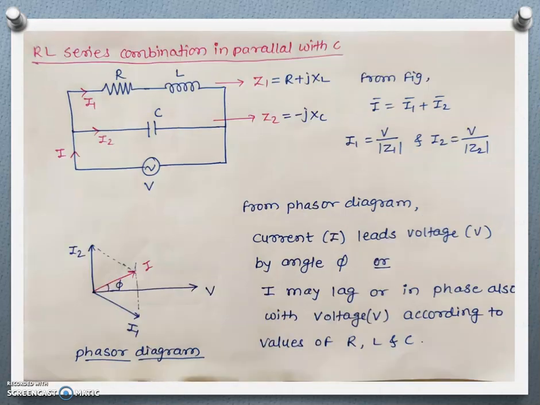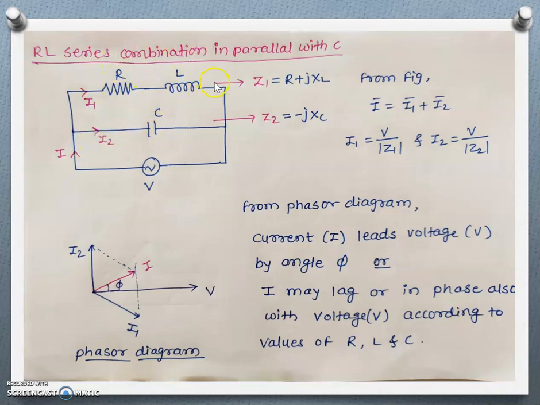The next circuit is RL series combination in parallel with C. Here, resistor R and inductor L are in series. Across this series combination, capacitor C is connected, and across this voltage V is applied. This is the total circuit current. I1 is the current through RL series combination, and I2 is the current through the capacitor.